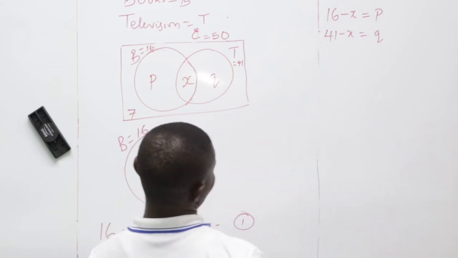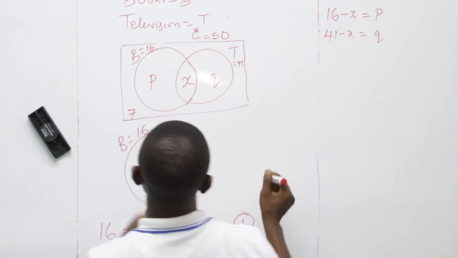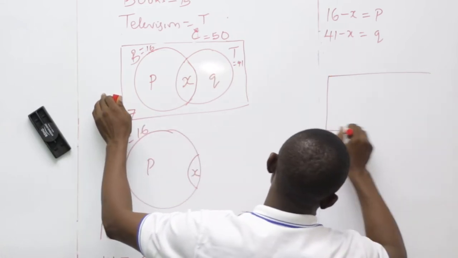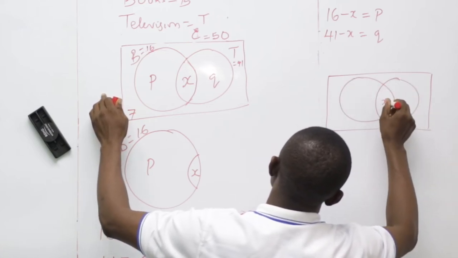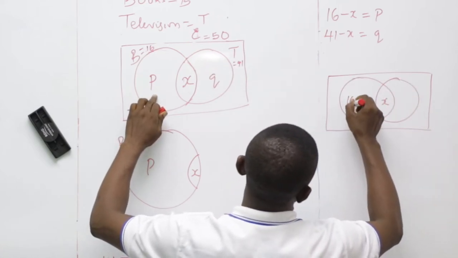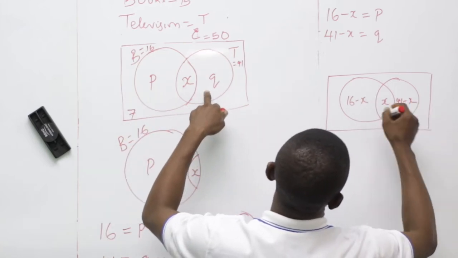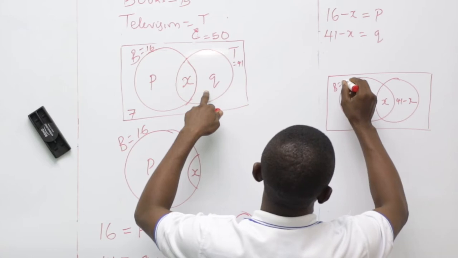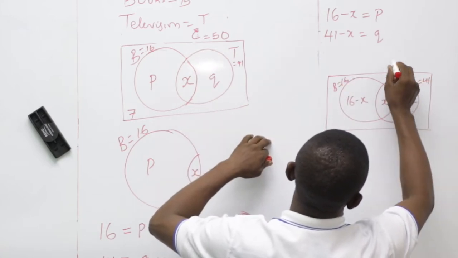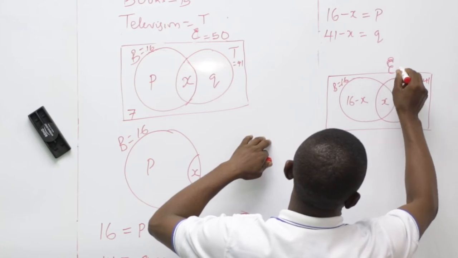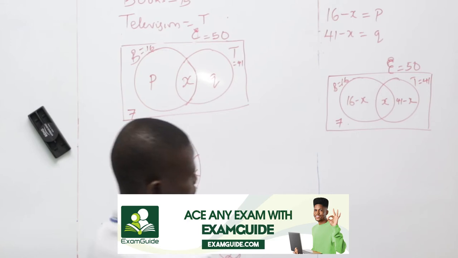So wherever I see P and Q, I'll give them a name. What are they? See it here now. This is S. This is P. What is P? 16 minus S. What is Q? 41 minus S. So B is already there as 16, T as 41, the universal set as what? 50. Neither is also involved.